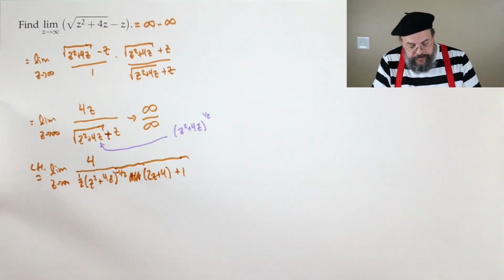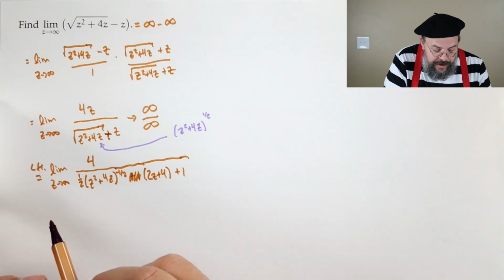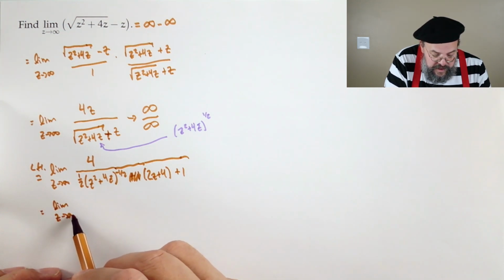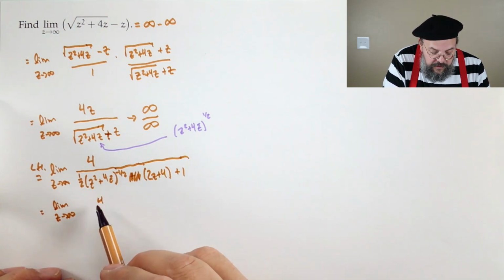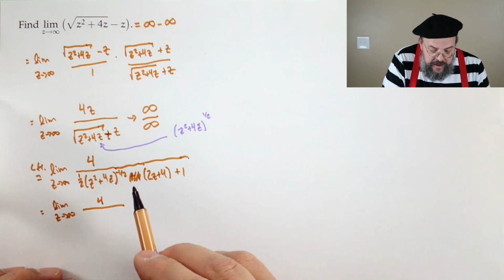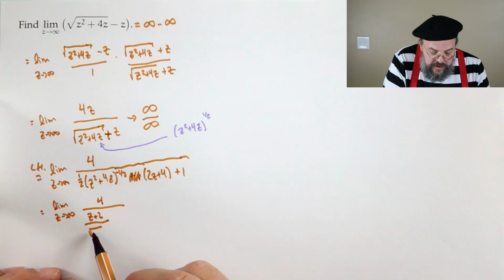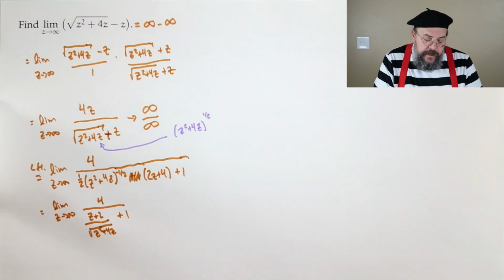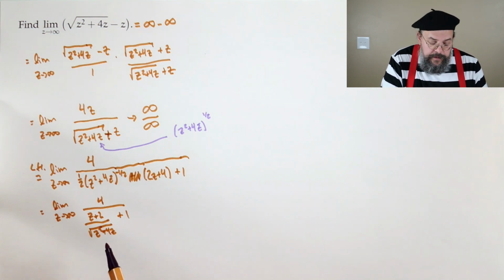Okay, all right. So let's clean that up. So what do we have? This is our limit as z goes to infinity. Well, the 1/2 multiplies by the 2z plus 4 fairly nicely. So we get 4, and then we have a z plus 2 over the square root of z squared plus 4z, and then plus 1. All right, well, let's get rid of our fractions within fractions. Multiply top and bottom by square root of z squared plus 4z.